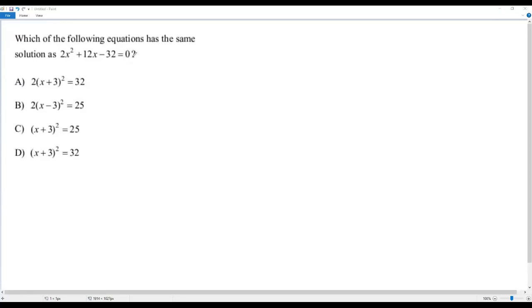Here we have a SAT math problem. Okay, let's go to the question. Which of the following equations has the same solution as 2x² + 12x − 32 = 0? That is, in the given answer choices, we have to find the equation that is equivalent to this one.